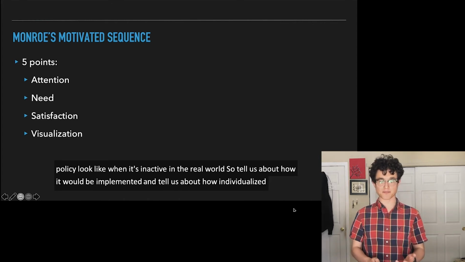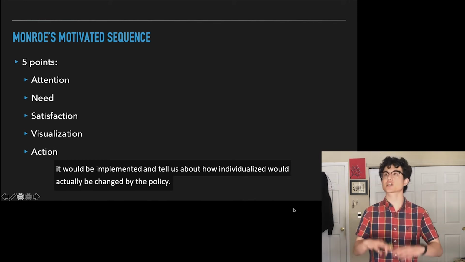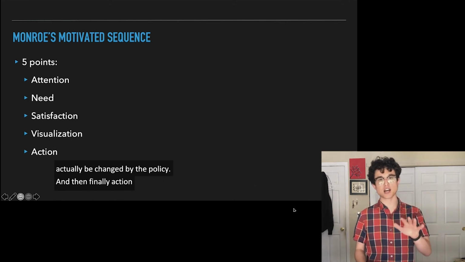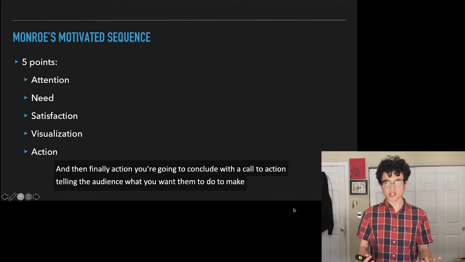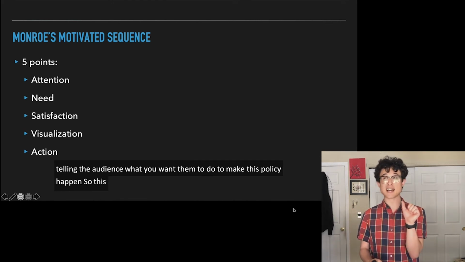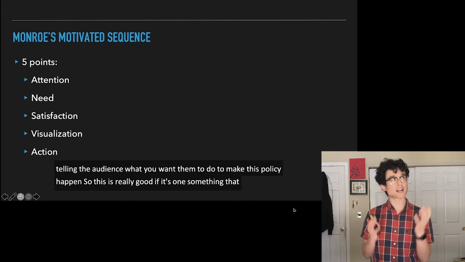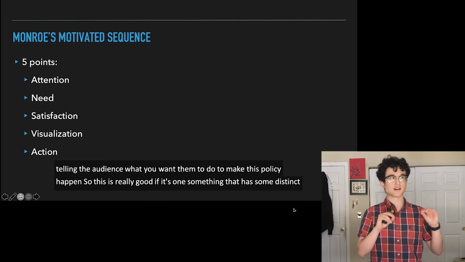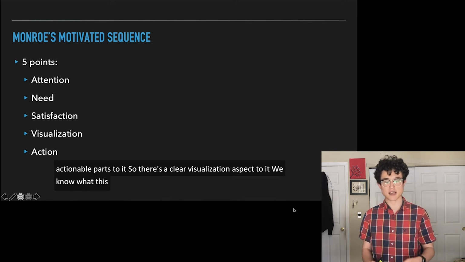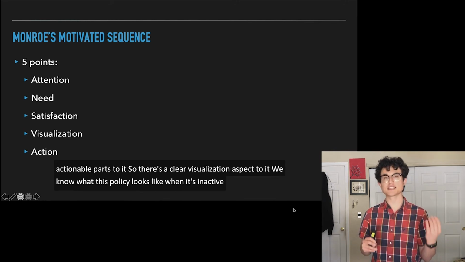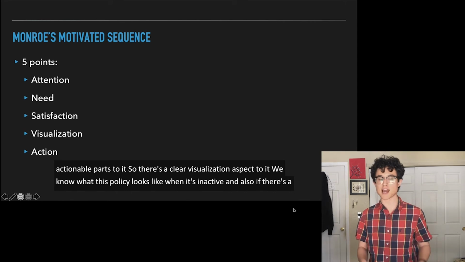by the policy. And then finally, action. You're going to conclude with a call to action telling the audience what you want them to do to make this policy happen. So this is really good if it's something that has some distinct actionable parts to it, so there's a clear visualization aspect to it. We know what this policy looks like when it's enacted, and also if there's a clear step that the audience can take to make it happen.